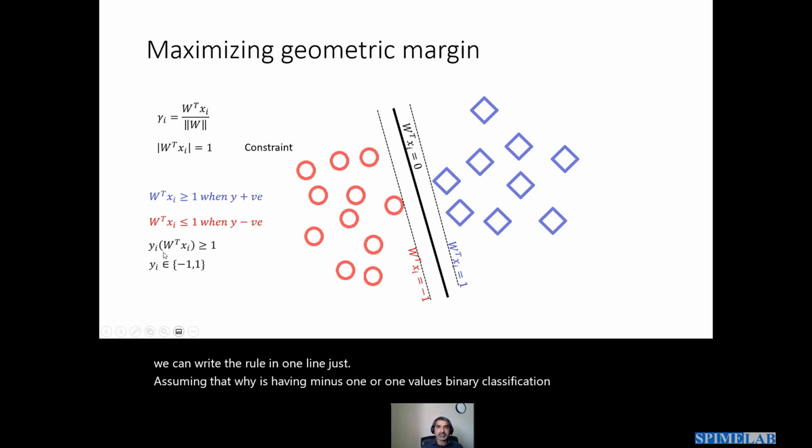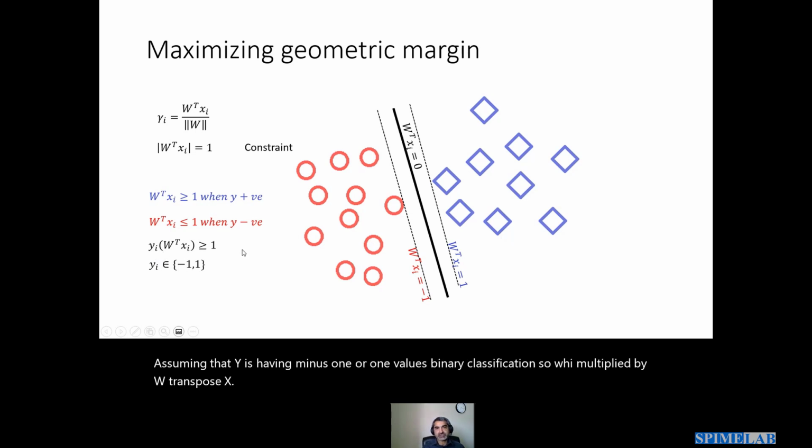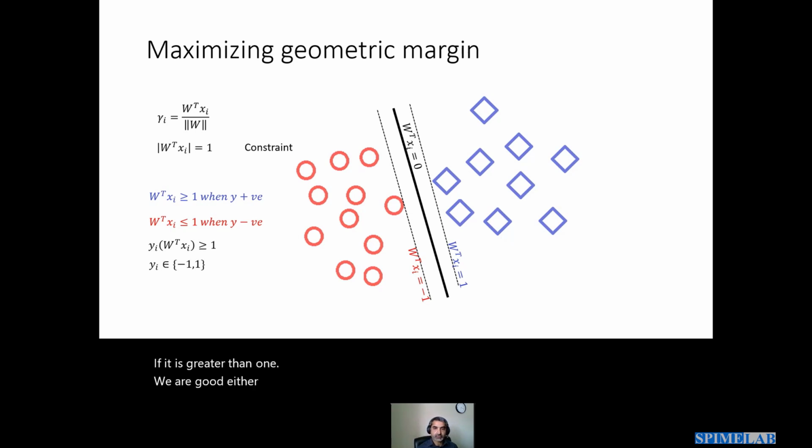So Y multiplied by W transpose X, if it is greater than 1, we are good. Either positive or negative class, we are good. If it is less than 1, then we made a mistake. So this particular rule, if you notice, is the Hinge loss that I just showed you.